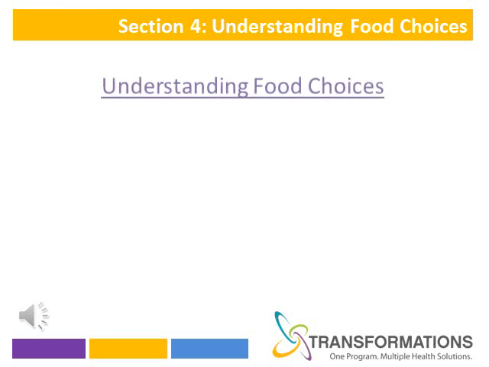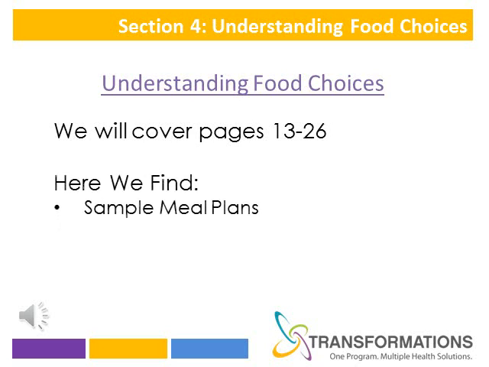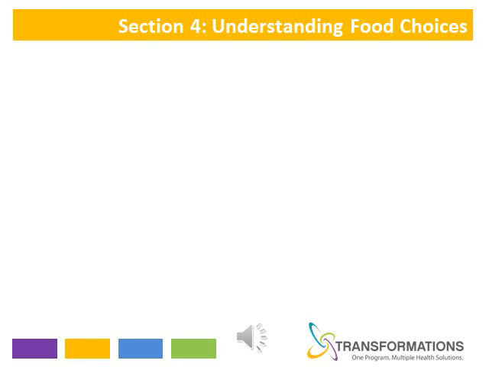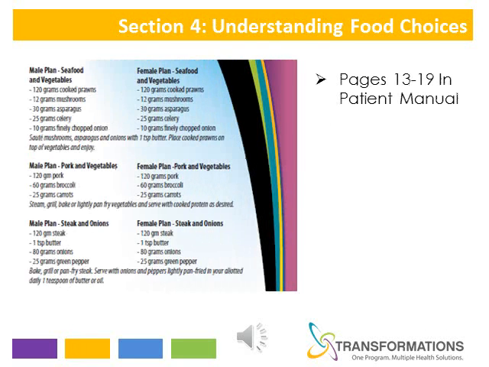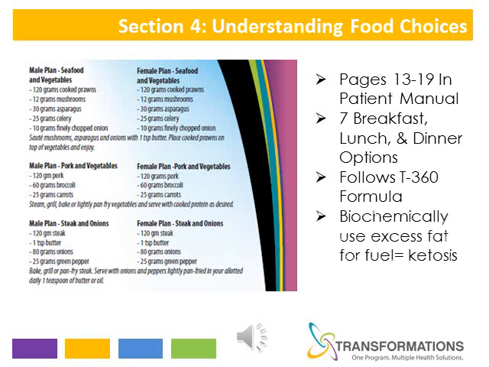Now we are ready to move on to section 4, Understanding Food Choices. Please turn to page 13 to 26 in your manual. Here we will find sample meal plans, male and female food formulas, prescribed food lists, and prescribed drinks lists. Pages 13 to 19 offer 7 breakfast, lunch, and dinner options for male and female patients to choose from that follow the T360 diet formula, which allows the body to biochemically use excess fat for fuel, also known as ketosis.